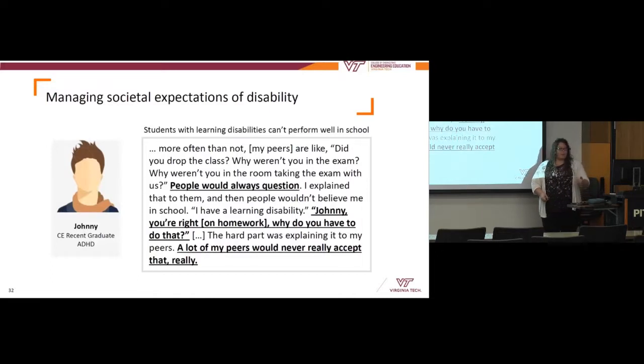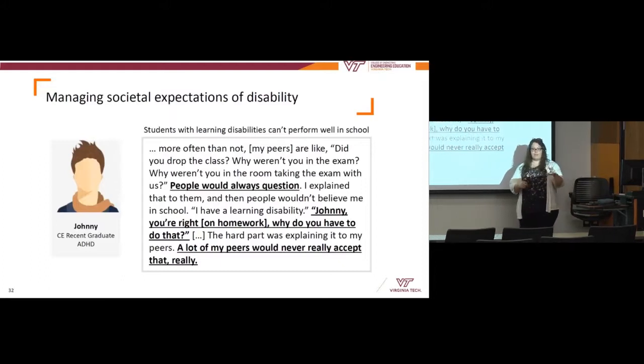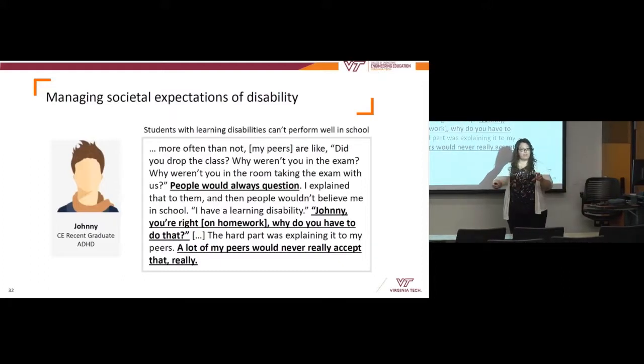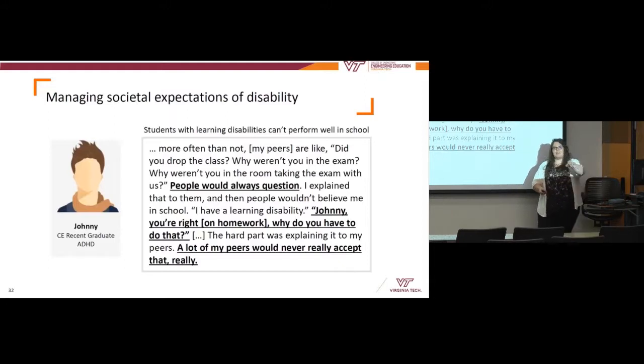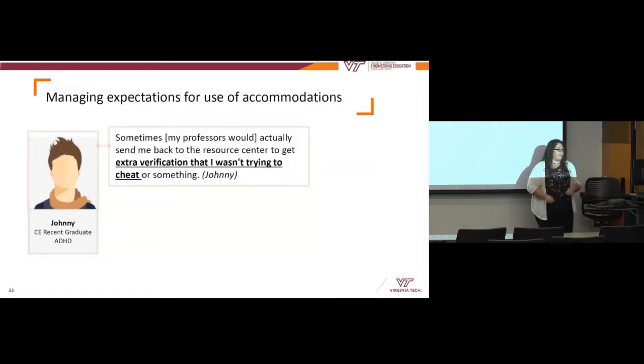And he said people would always question. He said I'd explain my disability to them, and then people wouldn't believe me in school. I have a learning disability, and they'd say, Johnny, you're right on homework. Why do you have to do that? Because he got really high grades. And he said the hard part was explaining it to my peers. A lot of my peers would never really accept that. So we talked a lot about, even as someone who is successful, which is what the point of accommodations is, to equalize the chances of student success in academia. His peers were just like, you get good grades, you don't have a learning disability, you don't need those things. So he was constantly sticking up for himself on that.